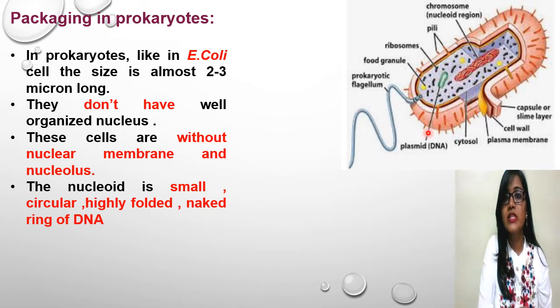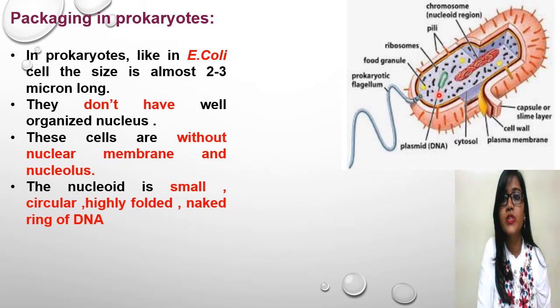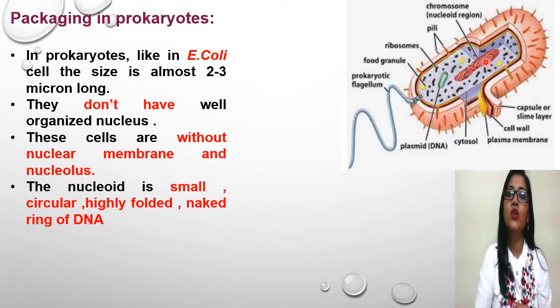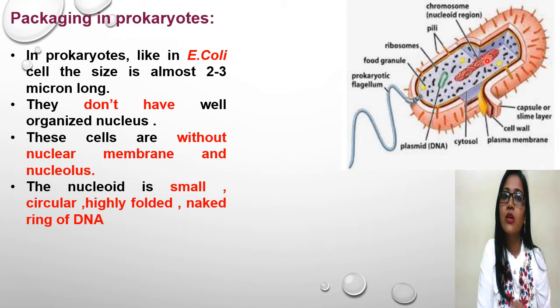Now this is the diagram. In this diagram you can observe a typical prokaryotic cell, and the part we are talking about now is the chromosome, or this part is called the nucleoid region. This is the part we are going to discuss for packaging in the prokaryotes.